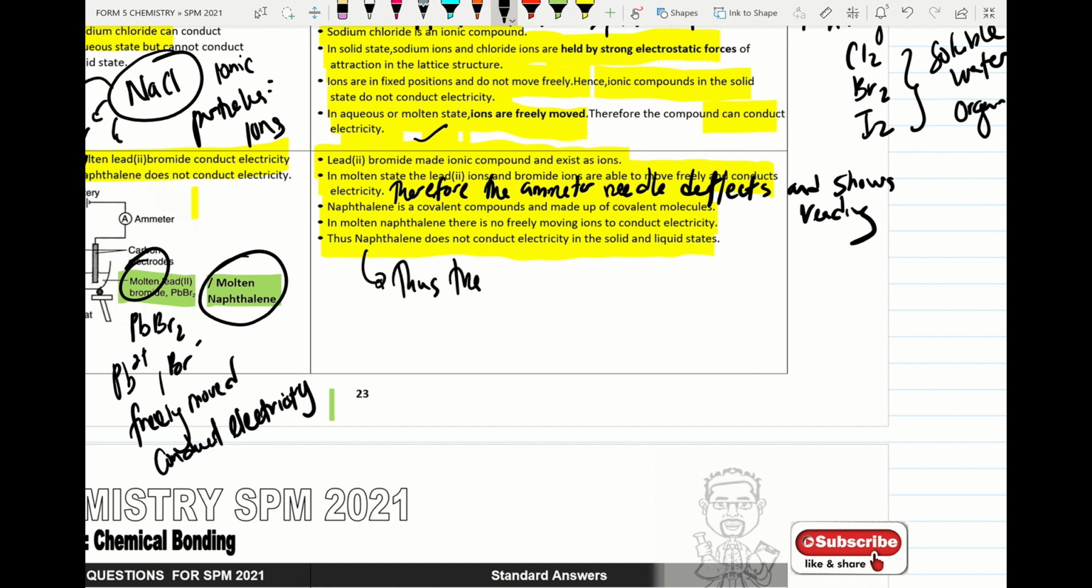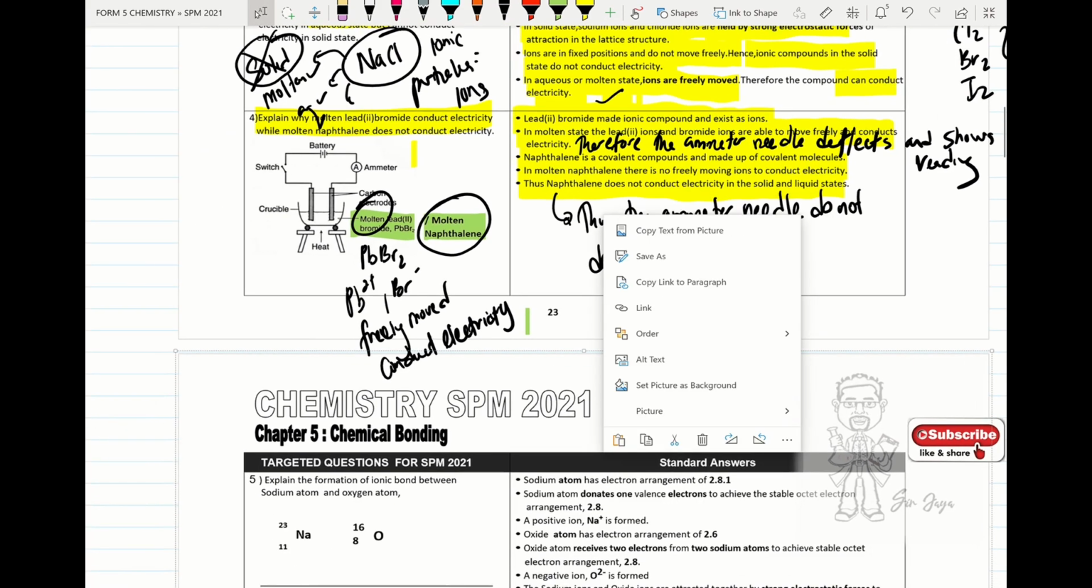So thus the ammeter needle does not deflect. There is no ammeter reading. All right, so please remember all this.